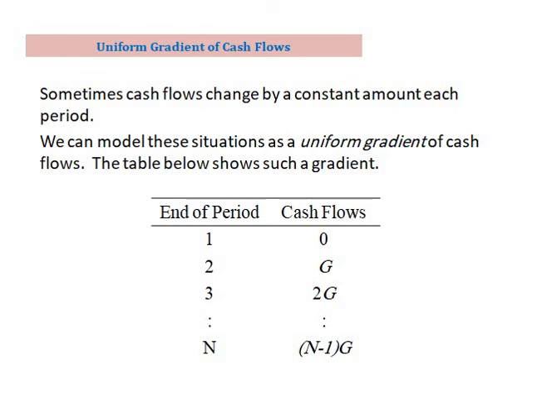Now, in general, the term gradient means that when you see in your cash flow diagram that the amounts are changing by a fixed or a constant value each period, then we have a gradient. The first type, as we said, is the uniform gradient, such as this case.